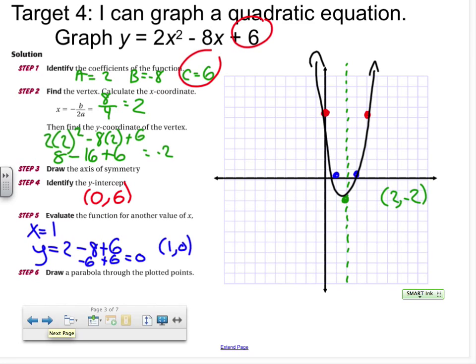Right? So the steps are: identify your coefficients, find your axis of symmetry, find your vertex, find your y-intercept, plot those. If you need another point, plug and chug, and then connect the dots. So let's look at another example.